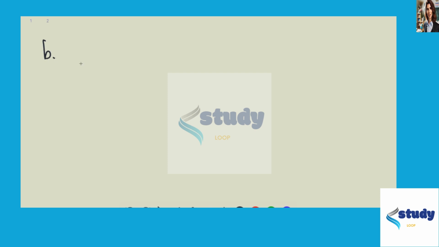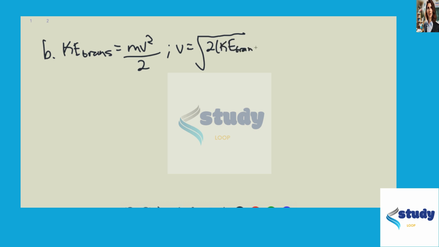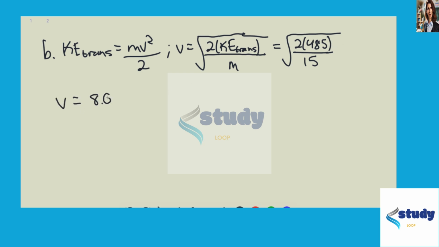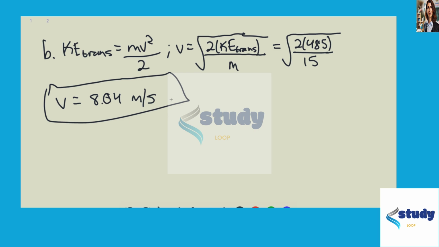For part B, it's asking us what's the speed. So we know that translational kinetic energy is equal to mv squared over 2. So that means that v is simply going to be the square root of 2 times the translational kinetic energy divided by m. This would be, again, 2 times 485 divided by 15, and v is going to equal 8.04 meters per second. So this will be your answer for part B. And that's the end of the solution.